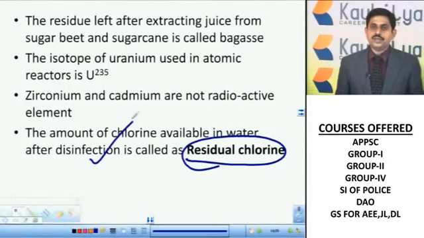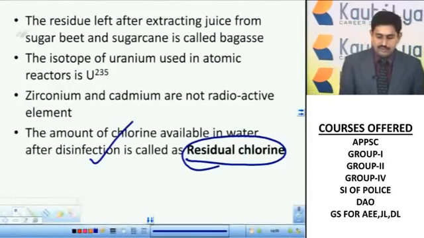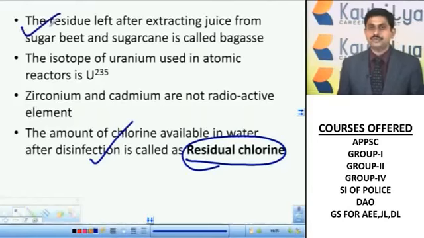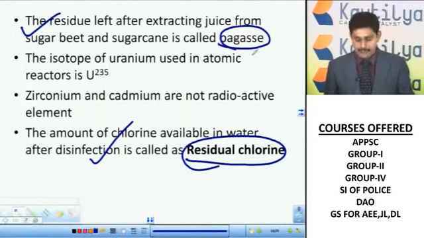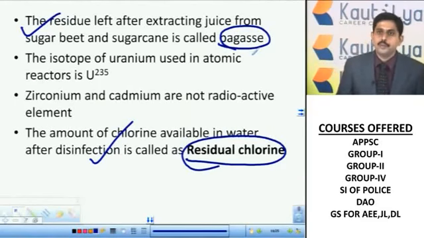Next, after the complete process of extraction of juice from the sugar beet or sugar cane, the leftover part is called bagasse or molasses. This is useful, it is not wastage, and it is useful for the preparation of alcohols. Alcohols can be prepared from this molasses.